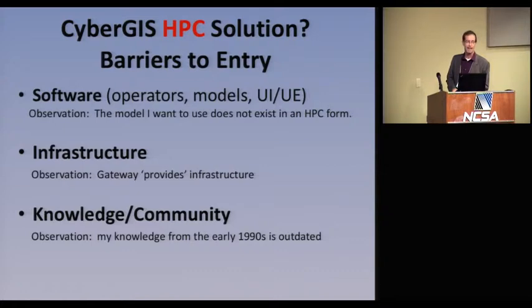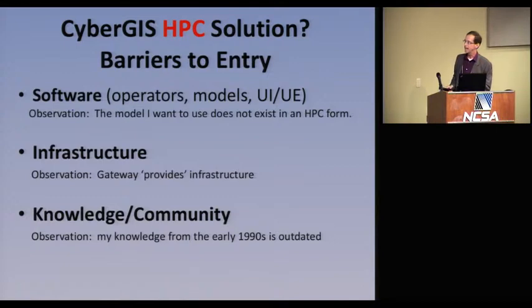They're really highly energetic and they're intelligent. For me, if I was going to approach this, or my students were going to approach this, we needed the software, okay? And that means the operators, the models, if they're in that form, or the user interface and the user experience. My observation is that the model that I want, in this case the footprint model, doesn't exist in an HPC form. I can't go and pull it off the shelf. It's not on the gateway. And I can tell you, I go through this 10 times a year, the model that I want to use is not in the gateway. It's nowhere else in a parallel form. Doesn't exist.